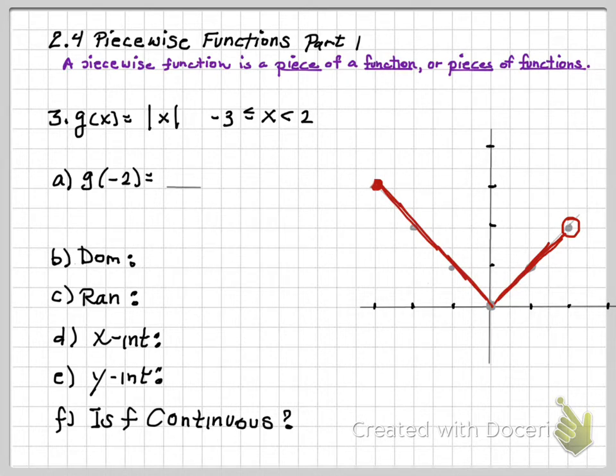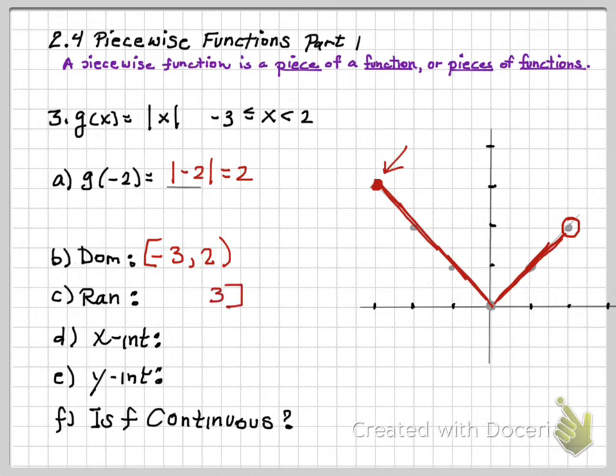All right, so maybe we could finish this up here. g of -2. g of -2 would be +2, right? That's the absolute value of -2 equals 2. Our domain is from -3 to 2, including the -3, but not the 2. Our range, how far up are we going on this range? That's going to +3, right? And we're going to include that.